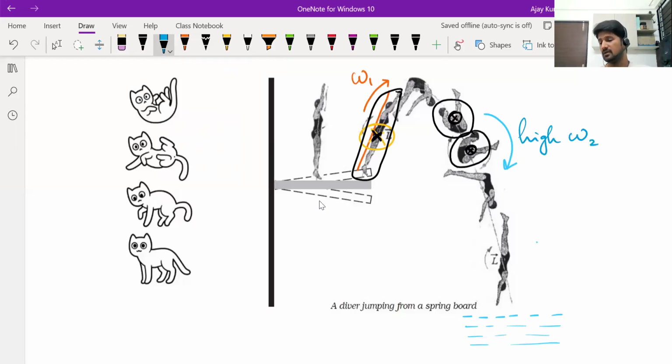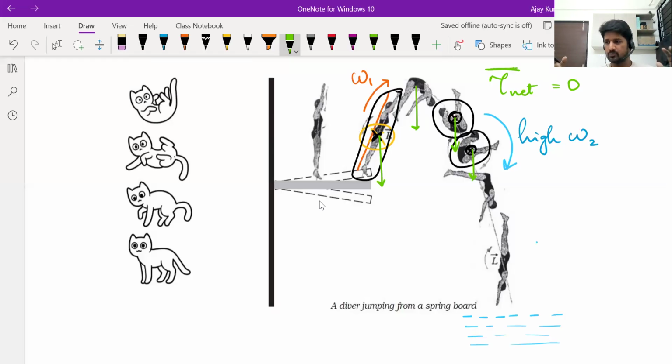Now, how is angular momentum conservation getting applied here? Once the diver jumps off, the only significant force acting on the diver is the weight. Weight acts through center of gravity. Now here, the axis of rotation itself is passing through the center of gravity. Therefore, weight does not create any torque. So once the diver jumps off from the springboard, the net torque on the diver becomes 0. And if net torque is 0, angular momentum is conserved.